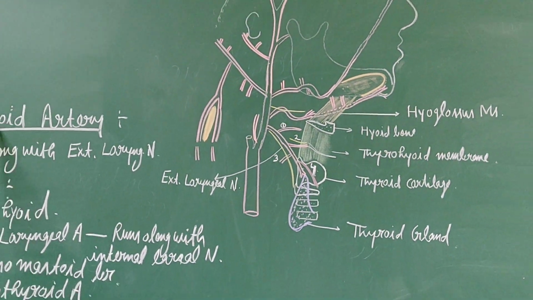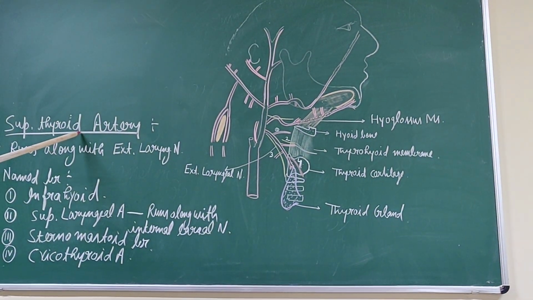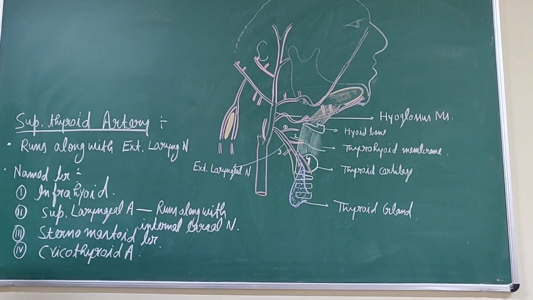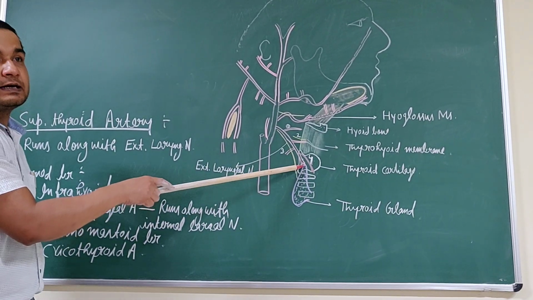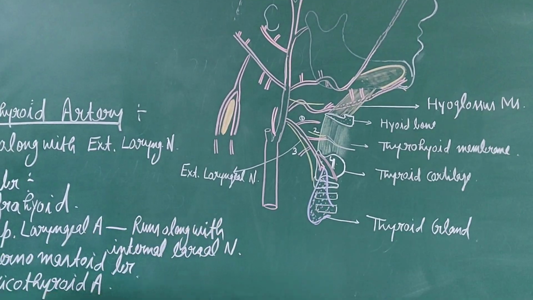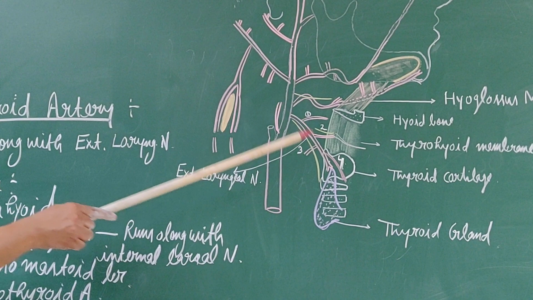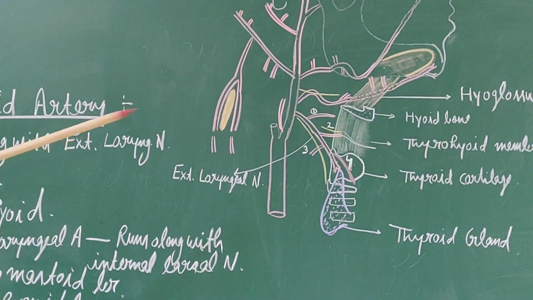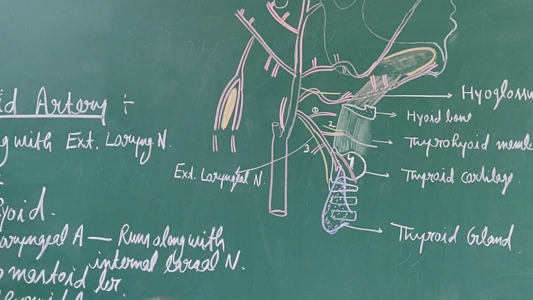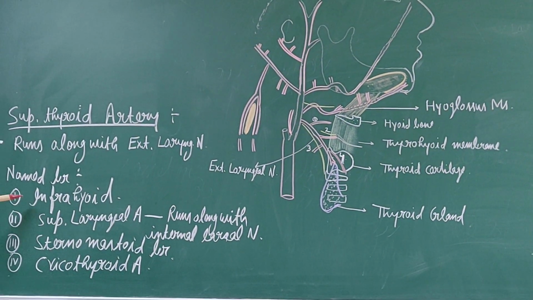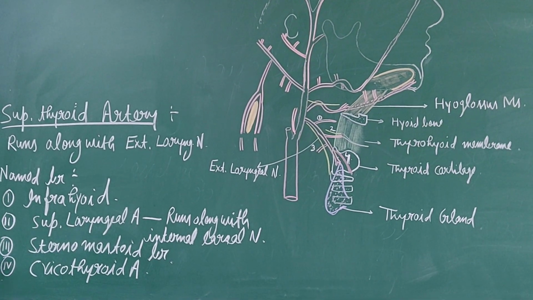Basically, the name indicates this superior thyroid artery is one of the major arteries of the thyroid gland. At the apex of the thyroid gland, it divides into terminal branches and supplies the thyroid gland. Its terminal branches we will discuss in the thyroid gland. Now in this region from above to the apex, this superior thyroid artery gives 4 named branches.